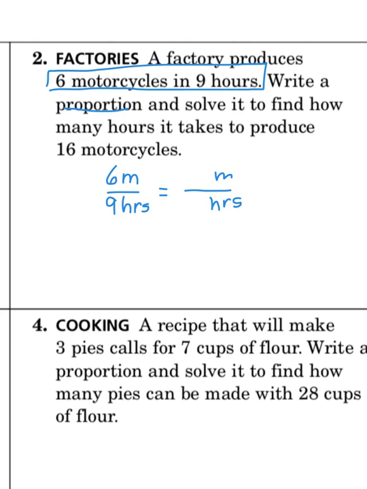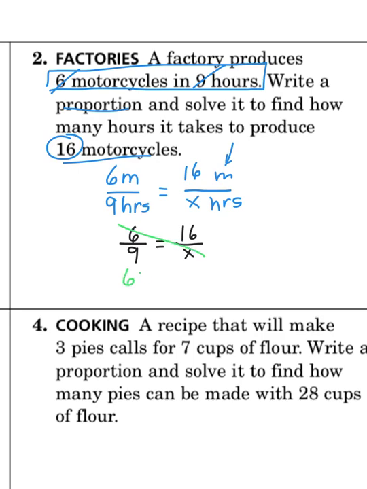So now I used the 6, I used the 9, and now I have to put 16 motorcycles somewhere, and the motorcycles is going to go right here where the m is, so I'm going to put 16 right here, and I have to figure out how many hours. So now the math is written out, and I just have to make it a little bit easier to look at. So that's going to be 6 over 9 equals 16 over x.